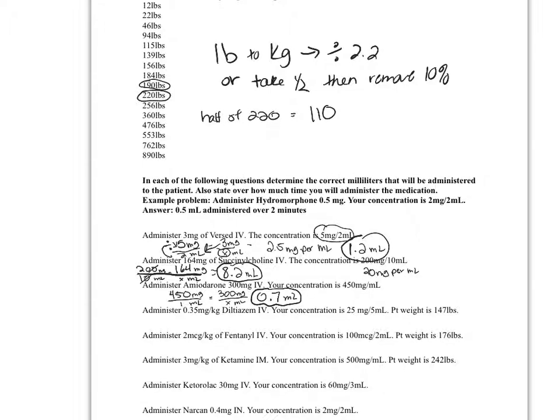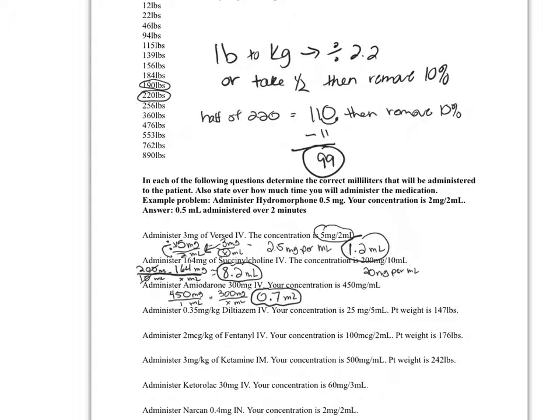And then if I have half of 110, I want to remove 10%. Well, to get 10% from 110, if you're using your calculator, you could just multiply it by 0.10, or I could just take my decimal place that would normally be behind the 0 on 110, and move it one spot, and that gives me 11. So I'm going to take 110 minus 11, and that will give me 99.